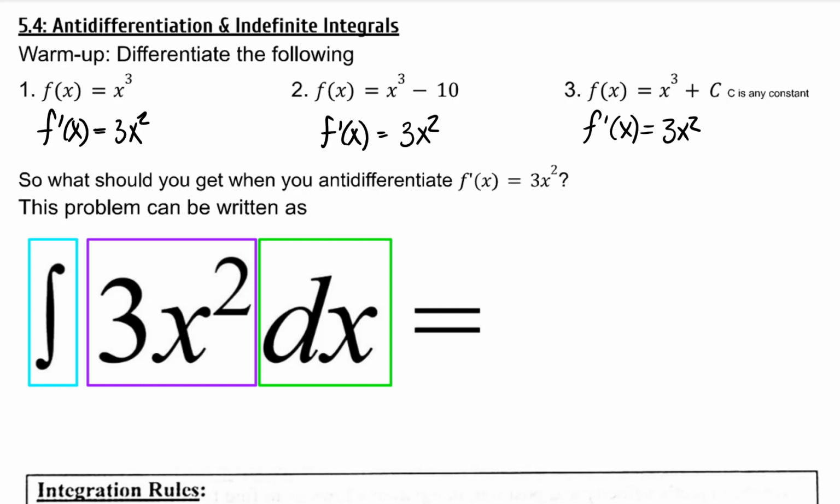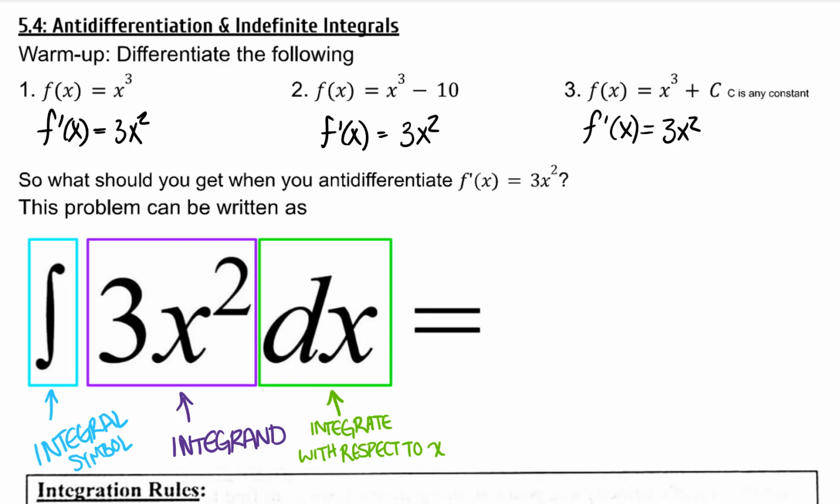To find the antiderivative, we do something called an integral. This symbol is the integral. The function after the integral is called the integrand, and dx means we are integrating with respect to the variable x. So we can see that 3x squared comes from deriving x cubed.